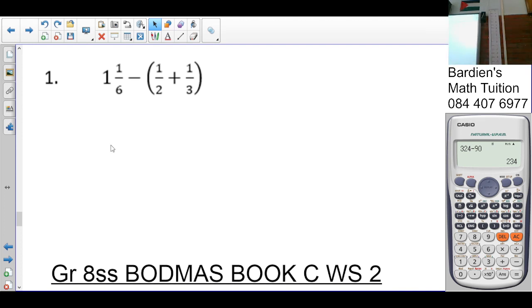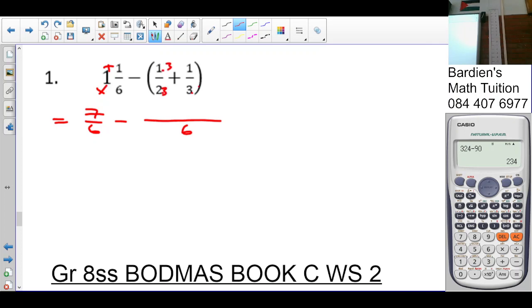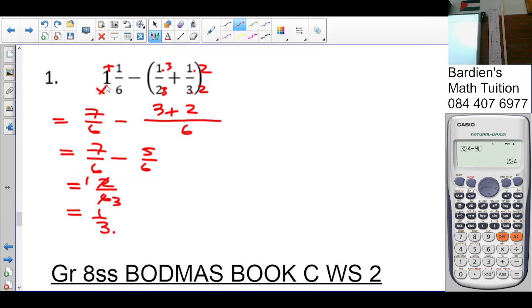Brackets. Okay, so also I'm going to change that to improper fraction. So that's going to give you 7 over 6 equals, what's my LCM inside that bracket? 6. That's over 6, so I'll multiply this by 3. This is multiplied by 2. 1 times 3 is 3. 1 times 2 is 2. What is 3 plus 2? 5 over 6. So 7 minus 5 is 2 over 6. 2 going to 2 once, 2 going to 6 twice. 1 over 3. You all okay with that?